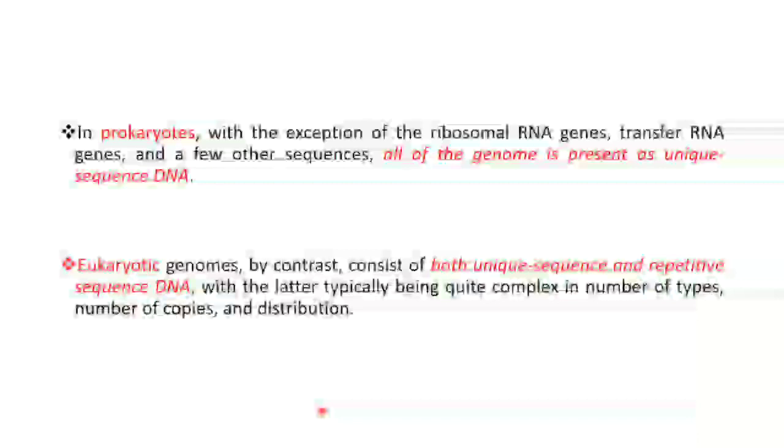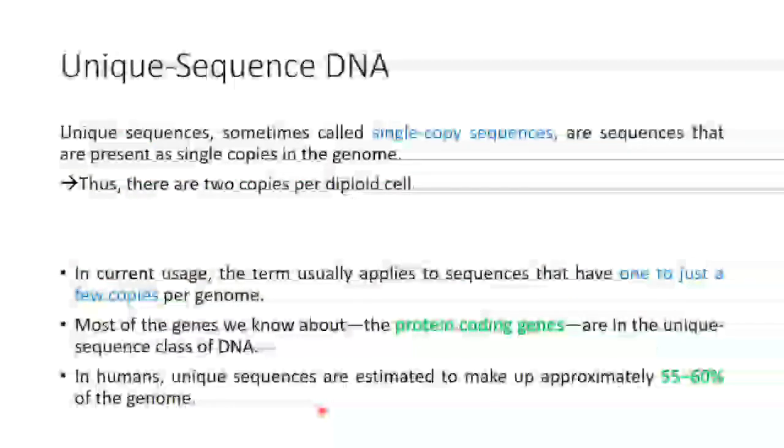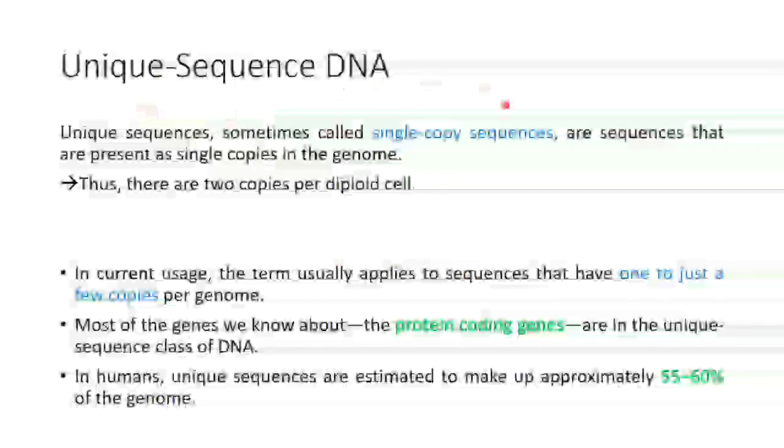I will go into more detail about the unique and repetitive. So we still have 2 slides, one for the unique and one for the repetitive. The unique sequence, guys, is sometimes also called single copy, because you can find this copy once per genome, single copy in the genome. And if we are talking about a diploid cell, so two sets of chromosomes, we have two copies. But in the recent and current usage of this term, the scientists slightly modified the definition. So we say unique sequence or single copy is present in one to few copies in the genome.